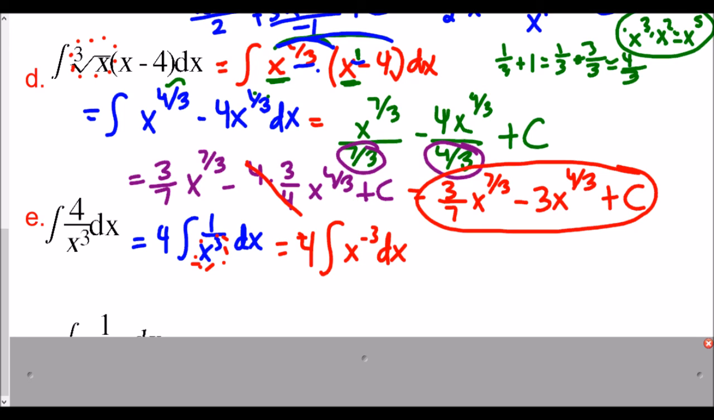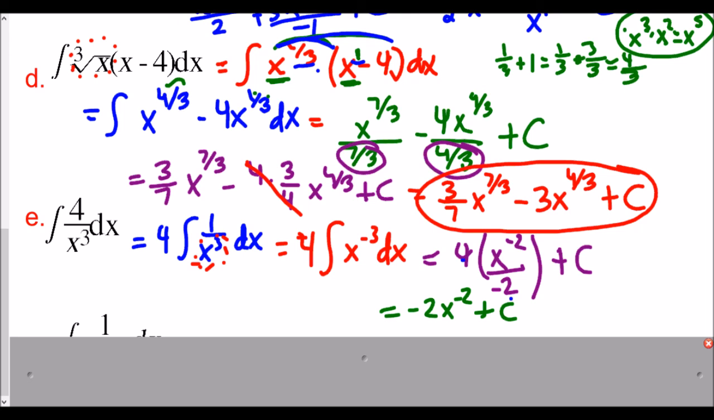And now we can integrate this. So we do our rules. So we have 4 times, the 4 is just out front, along for the ride. Add 1 to the exponent, we have a -2. Divide by -2. And plus c. And then these can be divided. So 4 divided by -2. So when we do that, we have -2 x to the -2 plus c. You could leave your answer like this, or the one more thing that could happen, we could have negative 2 over x squared plus c.